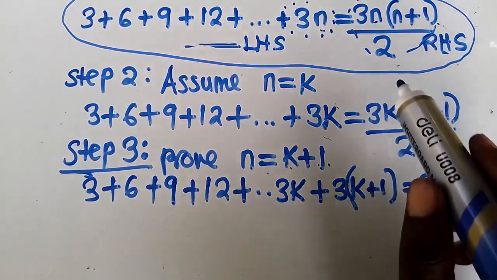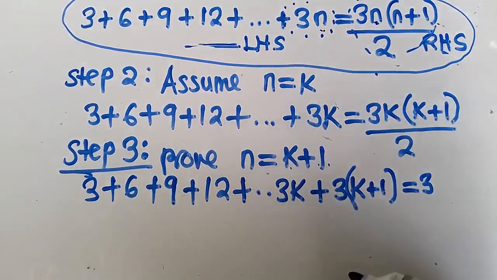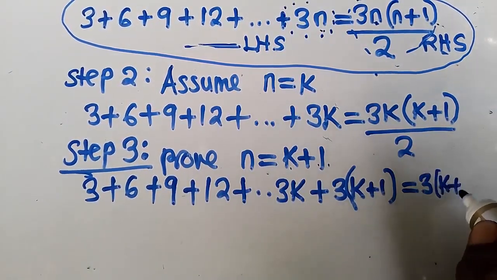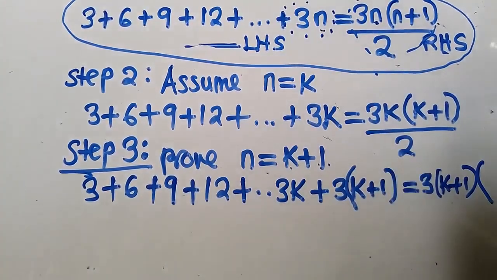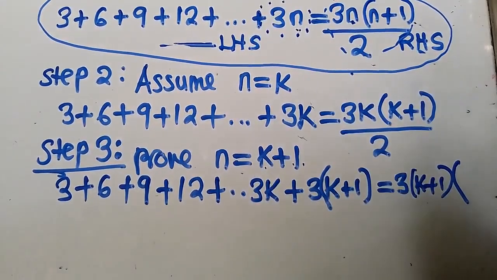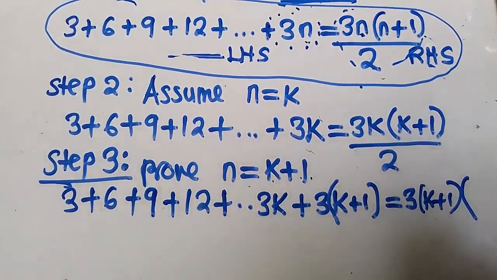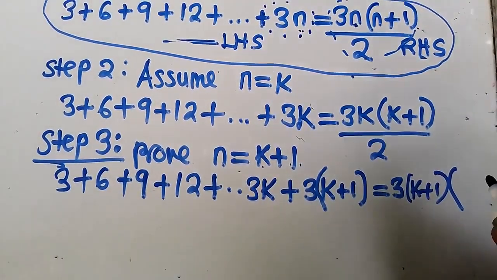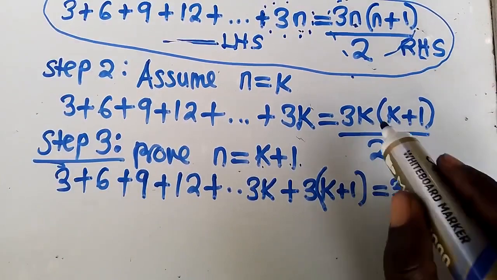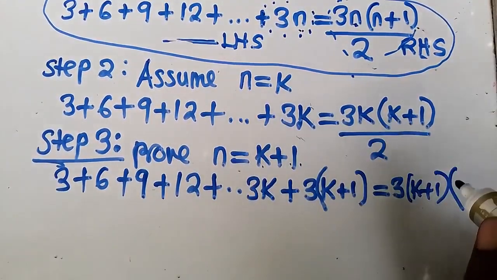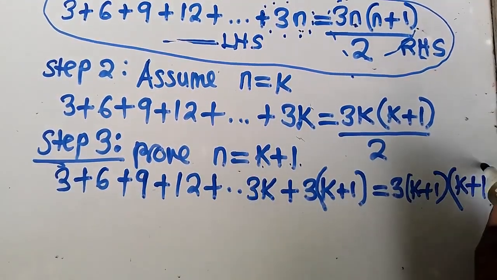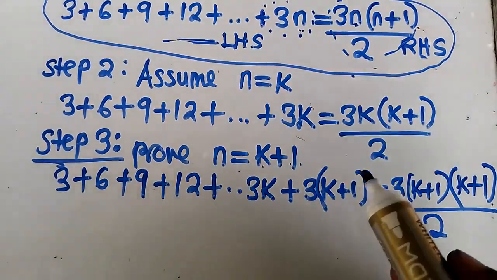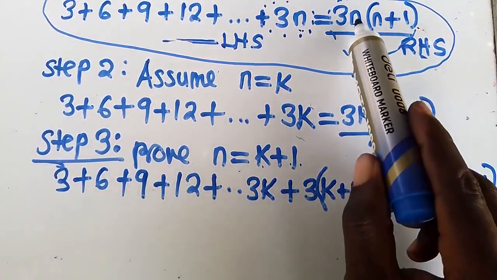Have you seen? Here, there is n there. I put what? K plus 1. So k plus 1 like this. Then I do this. This is what I'm going to do. So these are steps that I need to follow. So when I do that here, I put this one here. K plus 1, I do over 2. So there, where there is n there, I put k plus 1.